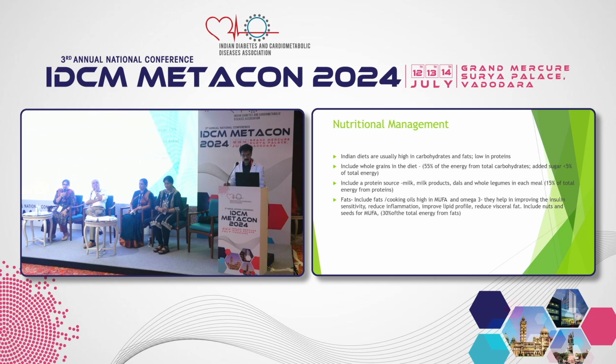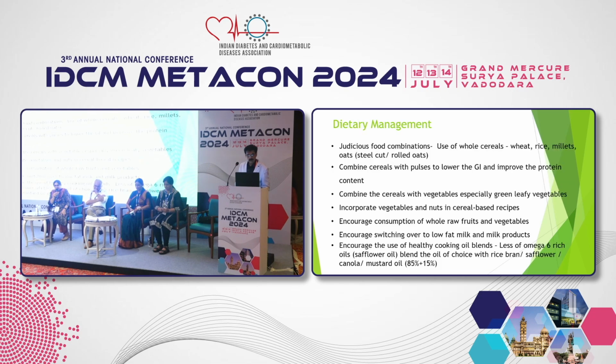Indian diets are usually high in carbohydrates, so what we need to do is fix the calories that come from carbohydrate, proteins and fat. No more than 55% of the total calories coming from carbohydrates, less than 5% from sugars. These are the latest dietary guidelines for Indians given by NIN. Good quality protein, the good healthy fat which is rich in MUFA, not so much in PUFA and SAFA, judicious food combinations, combining wheats and millets.